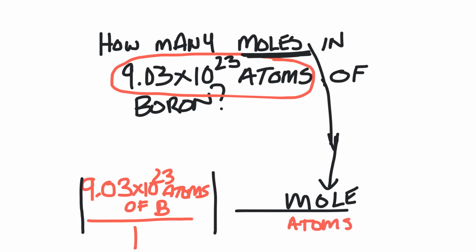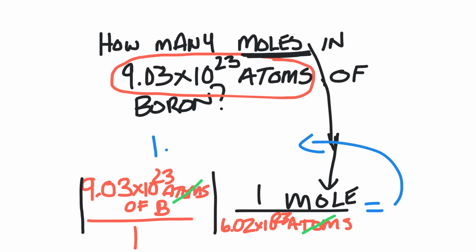Okay. And now we've got our conversion. We're going from moles to atoms. So every time you see the word atoms, you're going to write 6.02 times 10 to the 23rd. And then that equals how many moles? 1. So we're done, right? Because we can now cancel the units, since we know that these units are the same. So we're going to cancel this and cancel this. The only unit we're left with is moles. And then we do the math. Our answer is 1.5 moles of boron.